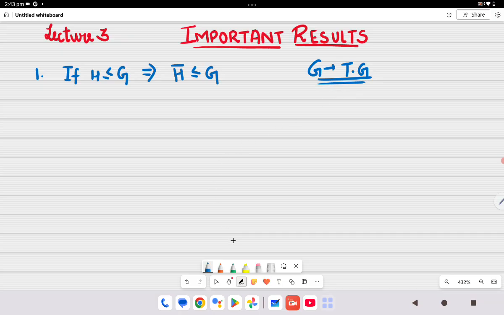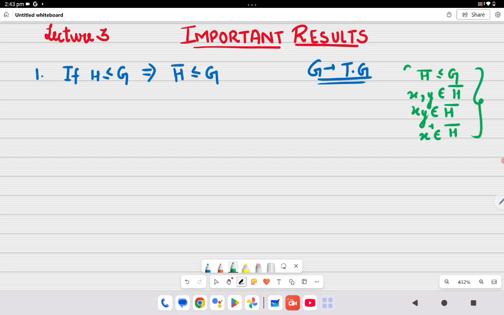All right. ओके सो अगर मुझे शो करना है कि H क्लोजर इज अ सब ग्रुप ऑफ ग्रुप G, so I just need to show that if I take any two elements, then their closure, that means it is closed with respect to that operation. So xy also belong to H closure, and it is closed with respect to inverse, so x inverse also belong to that closure. This is what I need to show.